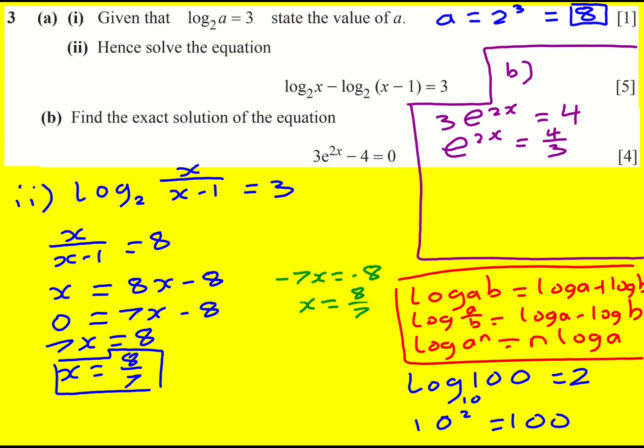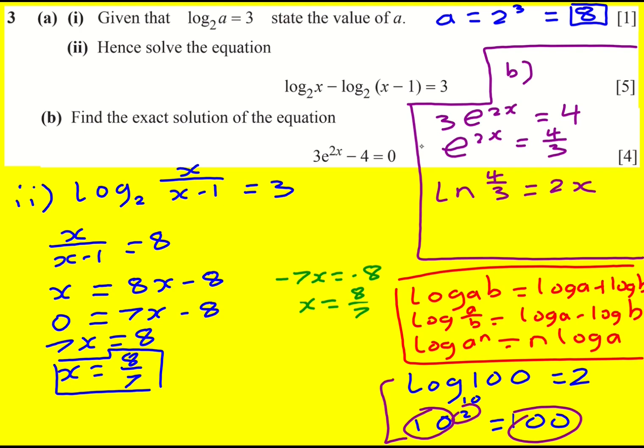Okay, now I can either use my knowledge from here. So if I have 10 squared equals 100, then it's going to be log to base 10 of 100 that equals 2. So here it's going to be log to base e, or ln, of 4 over 3 that equals 2x. Okay, so you can undo the log like that.